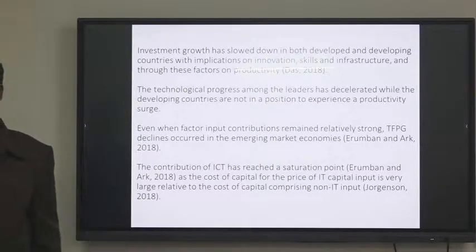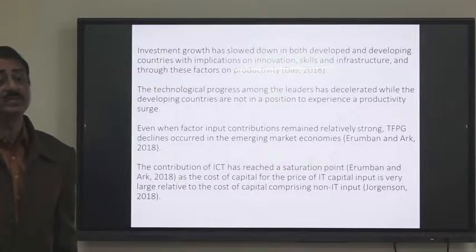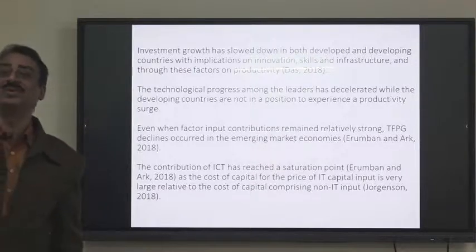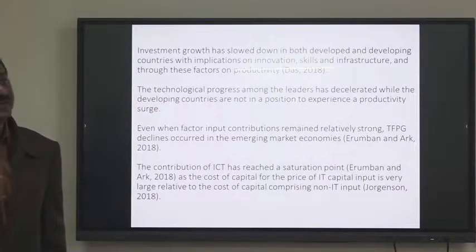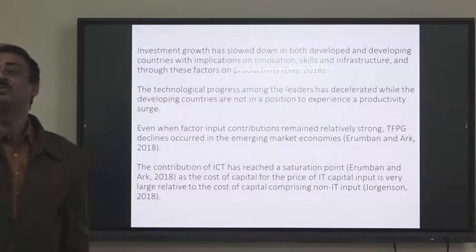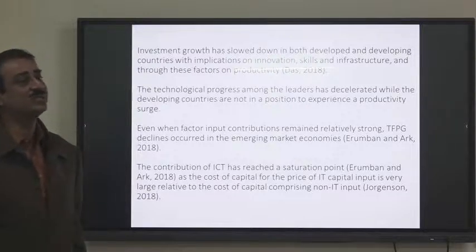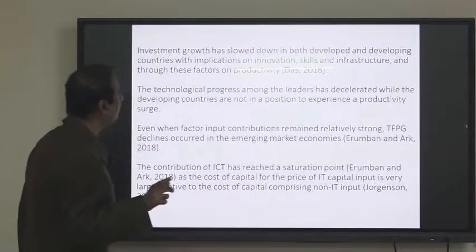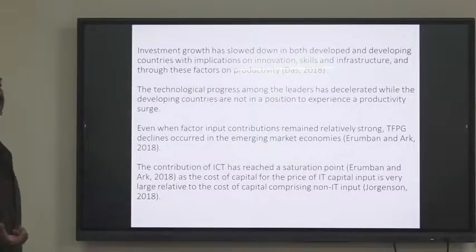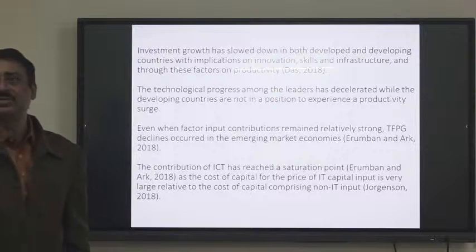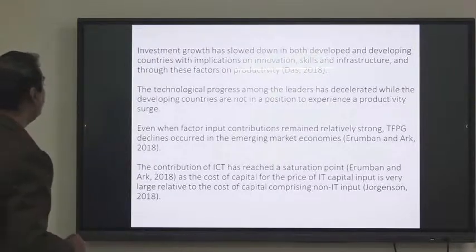So from that point of view, what happens? The quantum of investable resources is declining. And new innovation requires more and more resources. The innovation which you had undertaken 20 years back, compared to that, the new innovation would require more resources. And those additional resources, many countries are not able to generate. Therefore, investment growth has slowed down in both developed and developing countries, with implications on innovations, skills, and infrastructure. Because then the revenue is declining, so out of that reduced revenue, obviously infrastructure, etc., is not being created.